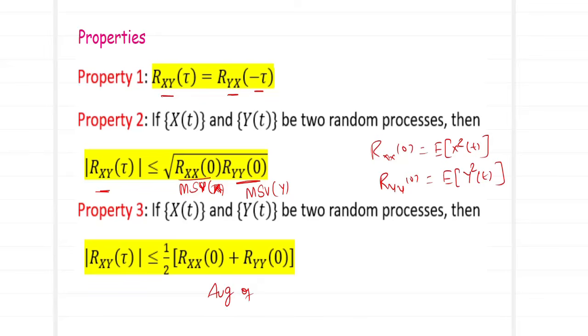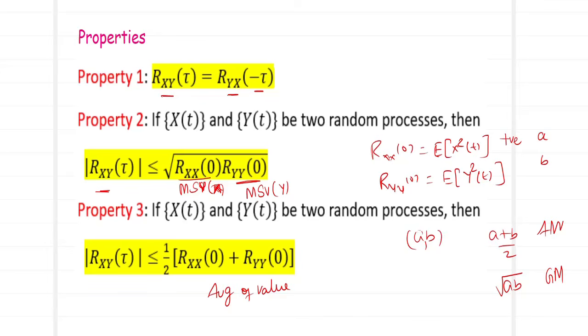average of the value. We know that the value of E of X square of t, which denotes the mean square value, is always going to be a positive number. So when we consider two positive numbers a and b, the arithmetic mean is (a plus b) divided by 2. This is my arithmetic mean. And what will be its geometric mean? Geometric mean will be root of ab.